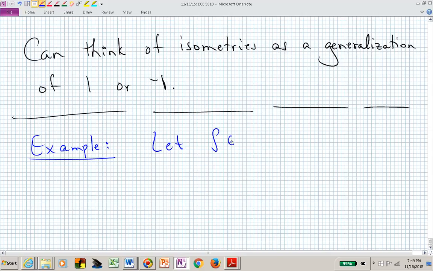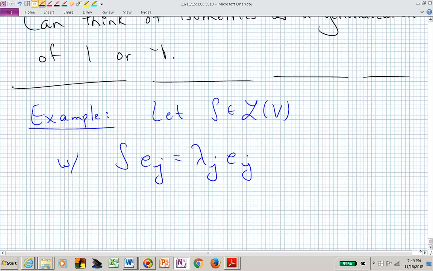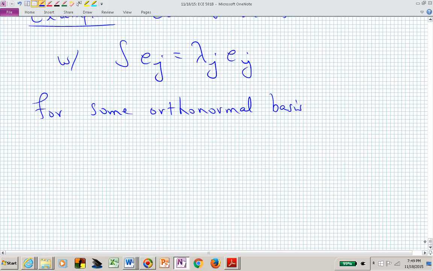Suppose we let S be a linear operator, and let's now give it eigenvectors that form an orthonormal basis on the vector space V. So now let's let S be a linear operator with S E sub j equal to lambda sub j E sub j for some orthonormal basis E1, E2, through E sub n on the vector space V. So now we're saying that S has this eigenvalue-eigenvector relationship where the E's are an orthonormal basis.